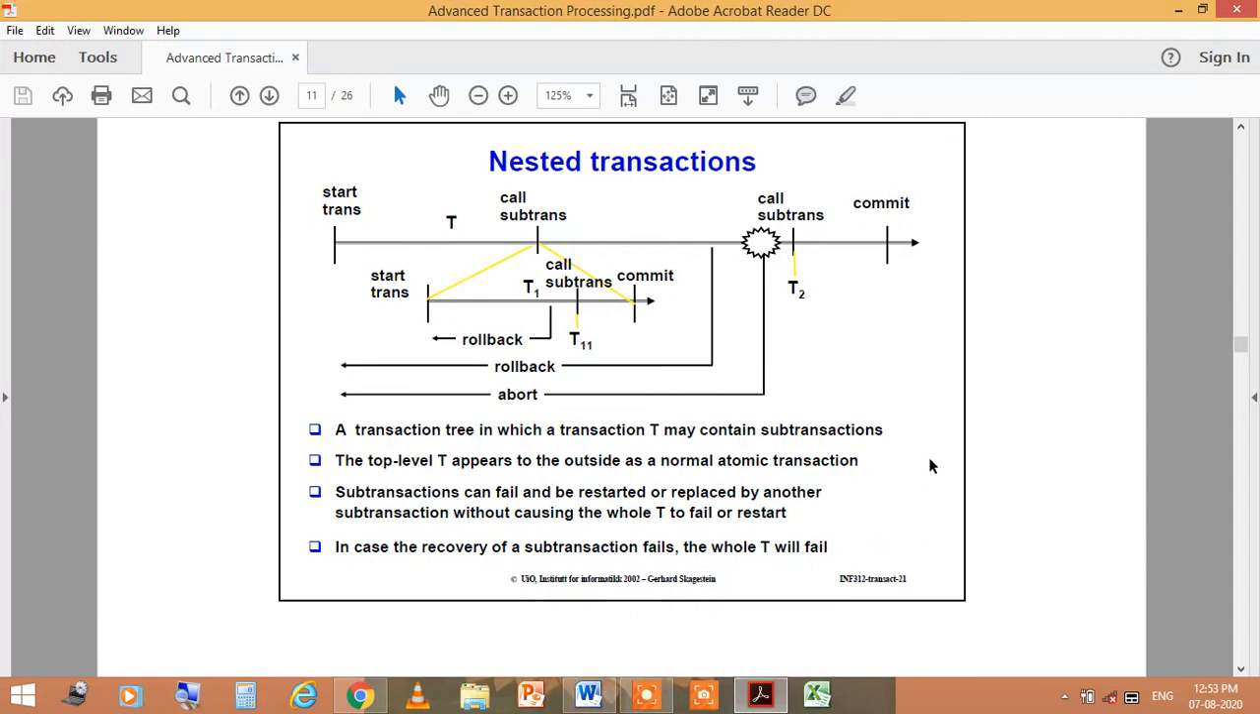Now come to the nested transactions. These nested transactions we will discuss in our next video.